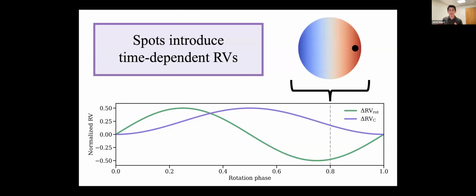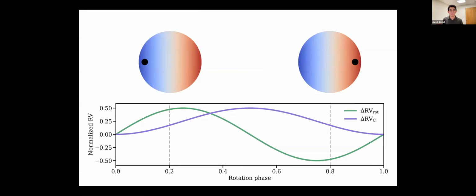We can actually plot up what that would look like. We're going to just place a spot at the equator, and then have the star rotate. We're now looking at the convective perturbation in purple and the rotation perturbation in green. To make things clear, the diagram in the upper right corner here is showing the location of the spot at that specific rotation phase. To clarify things even more, we can add another one on the left-hand side.